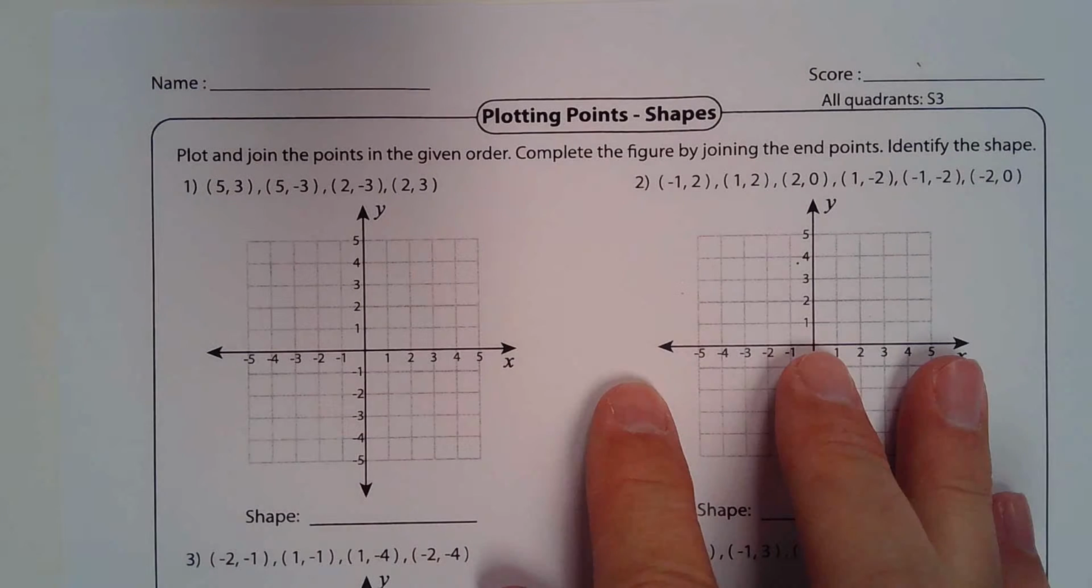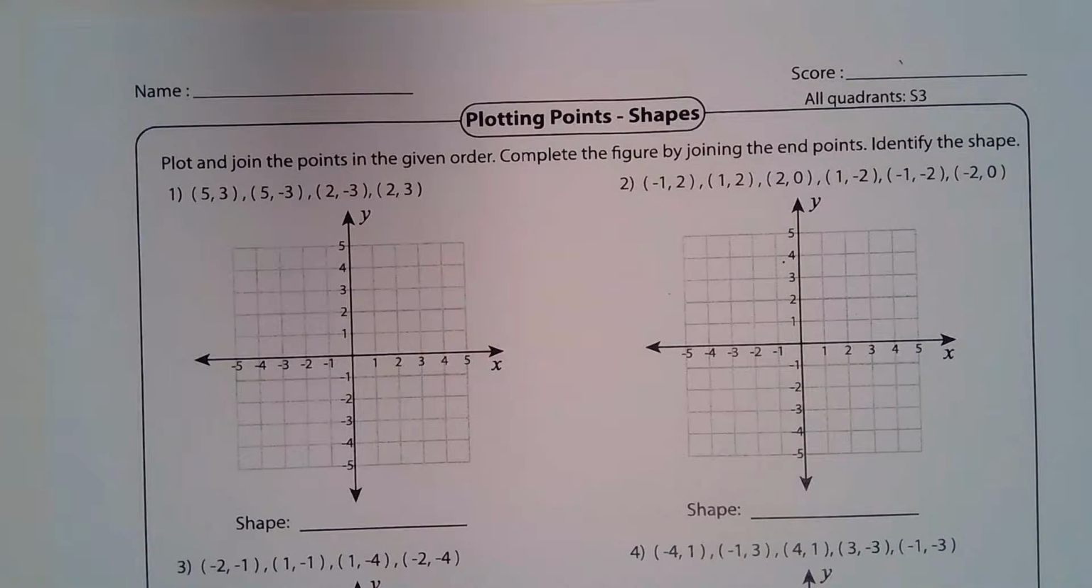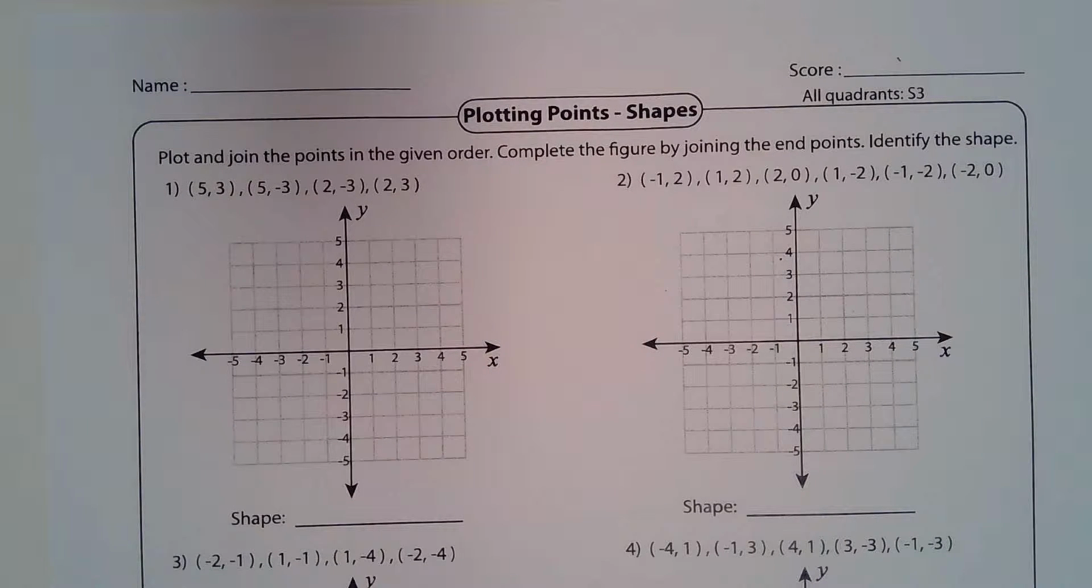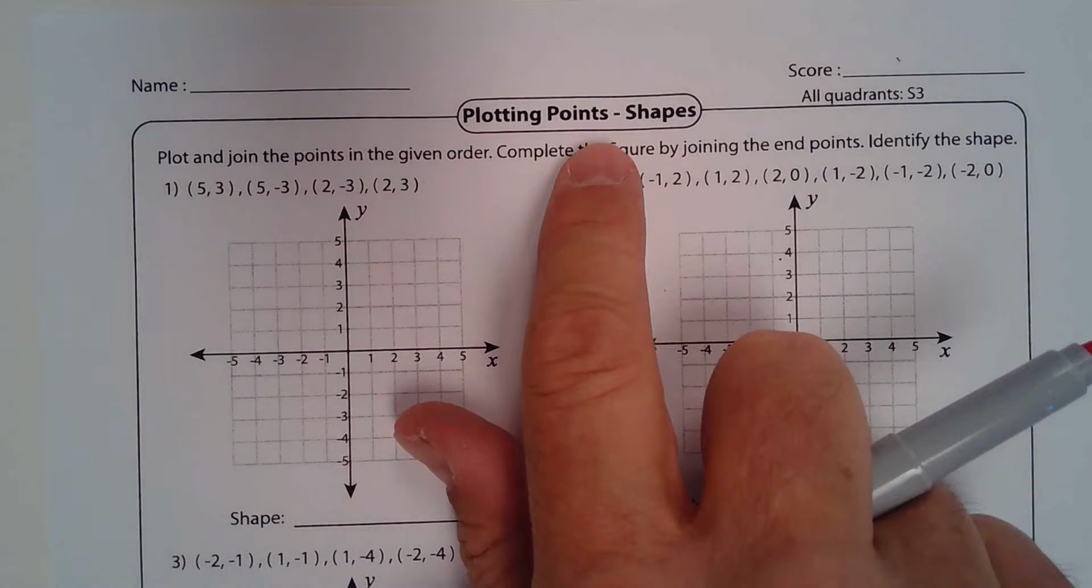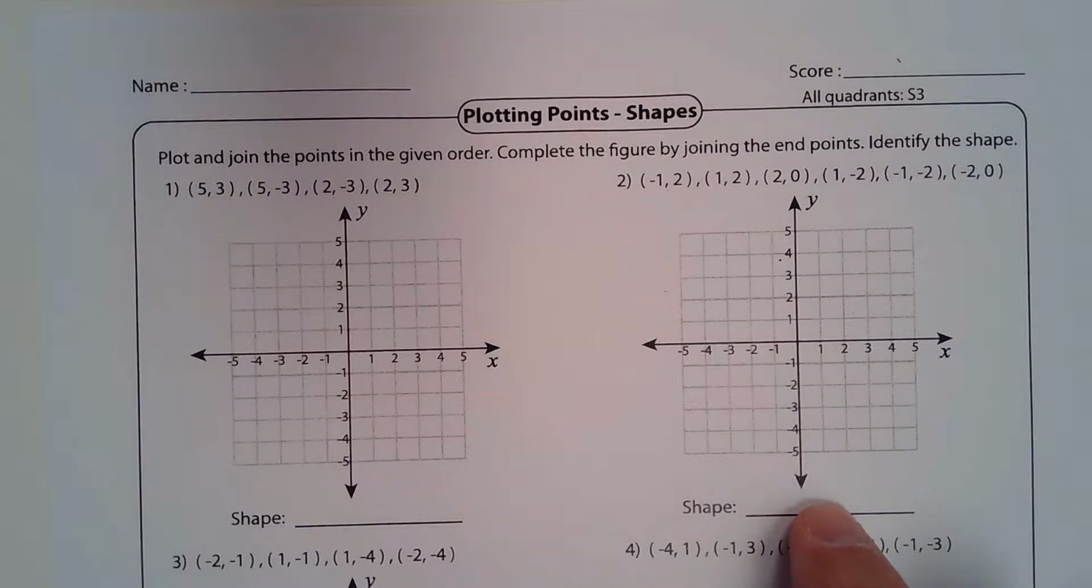Okay, fifth graders. Hopefully this one will take. Had a problem with this a couple days ago. So this is your homework, a single sheet, one-sided, and you've done this before. Simply plot and join the points in the given order. That's not so important. Complete the figure by joining the end points. Identify the shape, so don't forget to identify it, whatever it is.